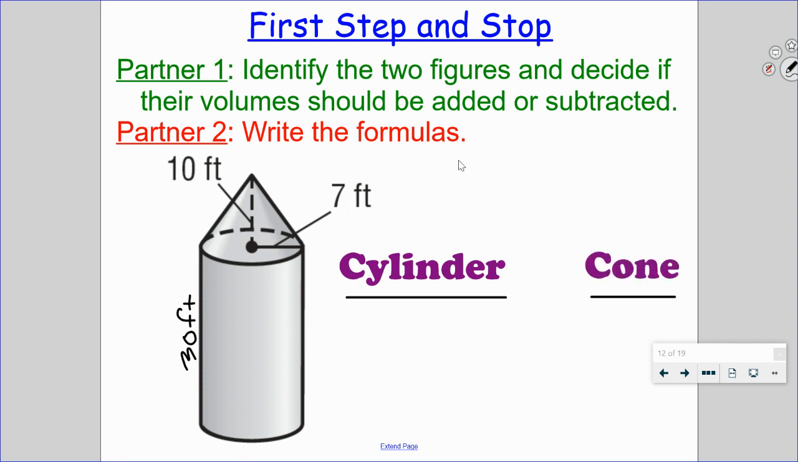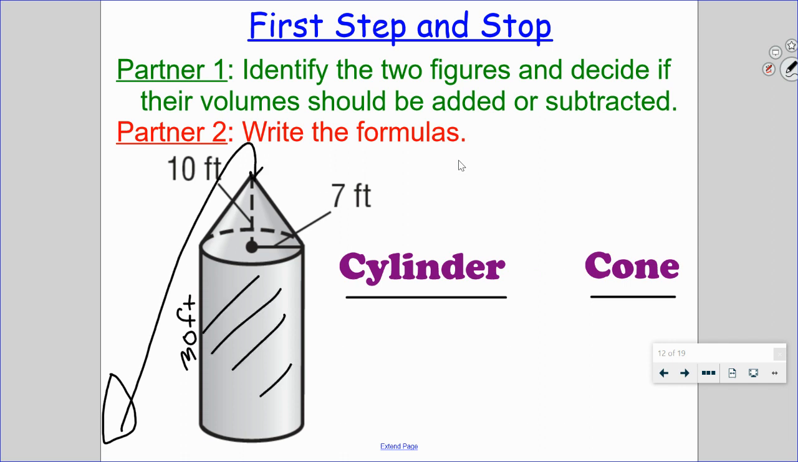And if grain is dumped and then loaded up to the top, you can actually fit grain both in the bottom as well as the top. So, to find the total volume of that silo, you would add the volume of the cylinder together with the volume of the cone.